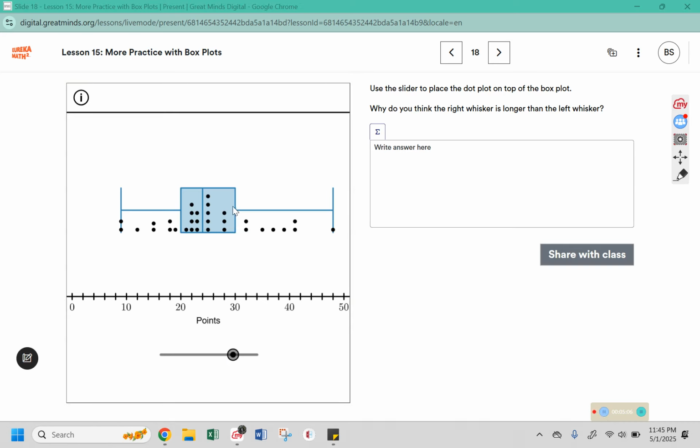What do the lengths of the right whiskers tell you about the scores in the classes? The top 25% of scores in class 1 have a range of 5, but the top 25% of scores in class 2 have a range of 15.